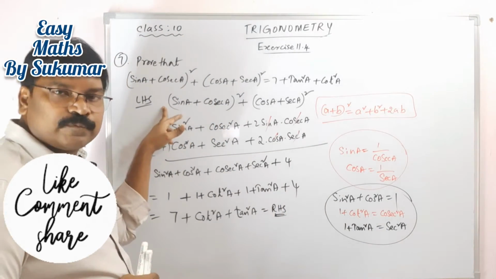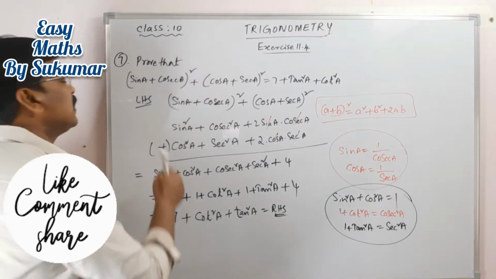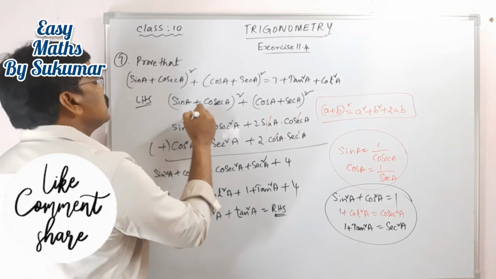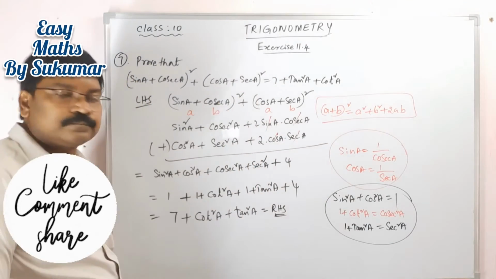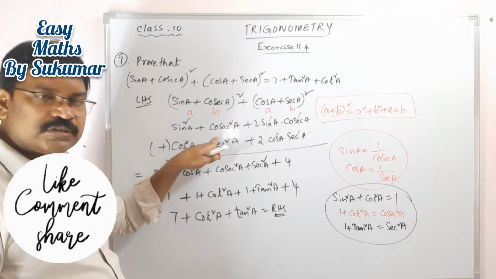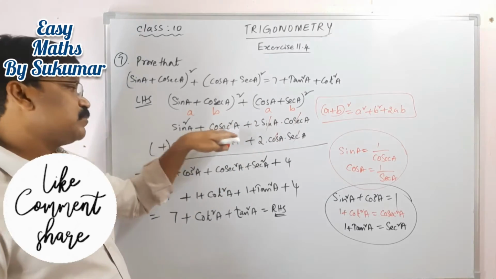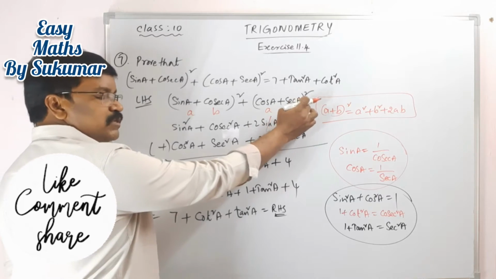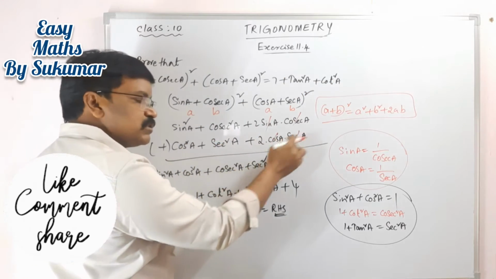Take LHS here: (sin A + cosec A) whole square plus (cos A + sec A) whole square. Here, my dear students, I am expanding using (A + B) whole square. This is A and this is B. Here also we use the same formula. That means sin square A plus cosec square A plus 2 sin A cosec A. 2AB. A square plus B square plus 2AB. Here also same. A means cos A, B means sec A. That means cos square A plus sec square A plus 2 cos A sec A.